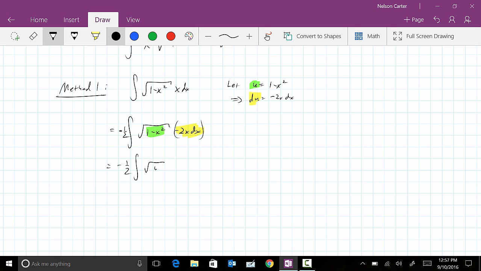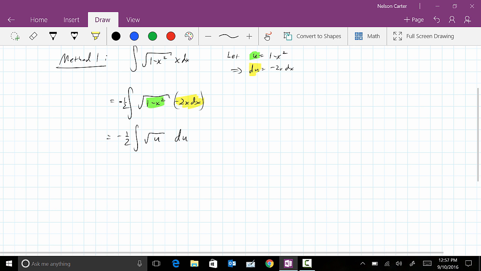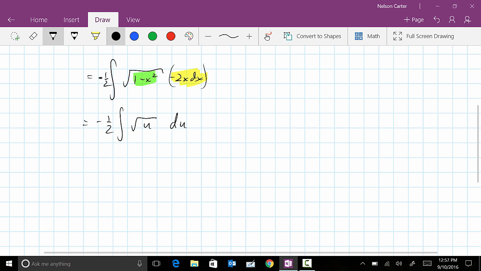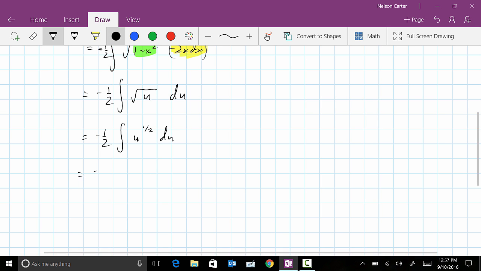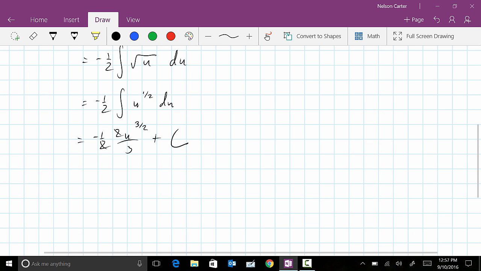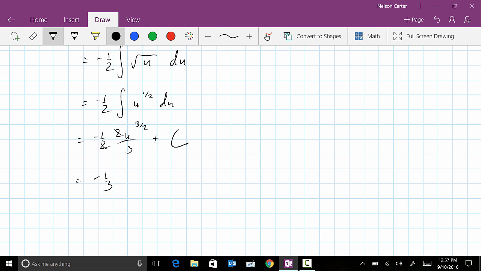You've changed it from an integral involving x to an integral involving u. Okay, so you've changed the variable. It's no longer an x integral, it's a u integral. So now this one's pretty easy to deal with. You can just rewrite this as the integral of u to power 1/2 du. And so then this is negative 1/2 times u to power 3/2 over 3/2 plus c. The 2's cancel. You're left with negative 1/3 times u to power 3/2 plus c.